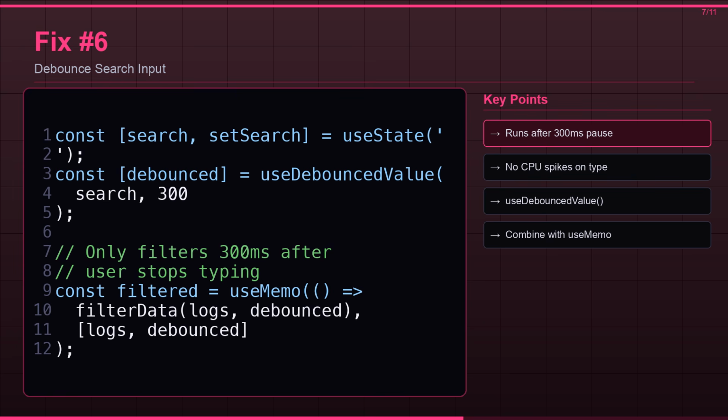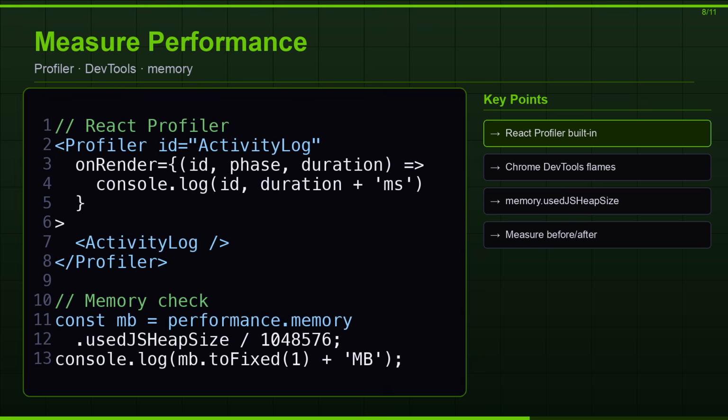Fix number 6. Debounce your search input. Without debouncing, every single keystroke triggers a full refilter of your data. Add useDebouncedValue from Mantine hooks with a 300 millisecond delay. Now filtering only runs after the user stops typing. CPU spikes eliminated.